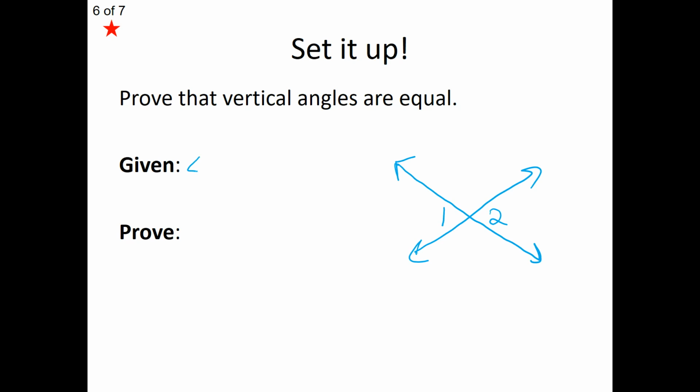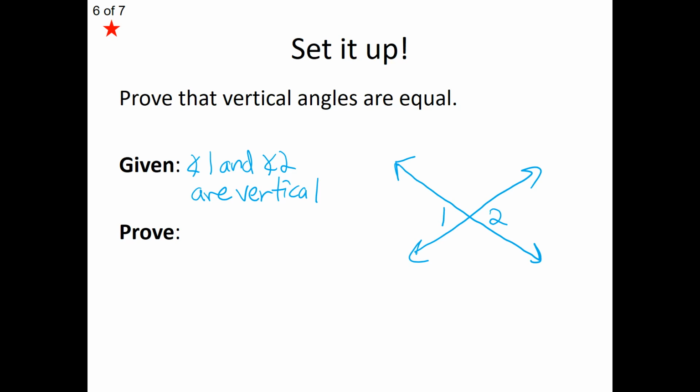So what am I given? I'm given that angle 1 and angle 2 are vertical. That's where we start. That's what our given is, if two angles are vertical. Okay, well, here are two angles, angle 1, angle 2. Notice I'm referring specifically to my diagram. I'm labeling the figures and naming those in my given statement.